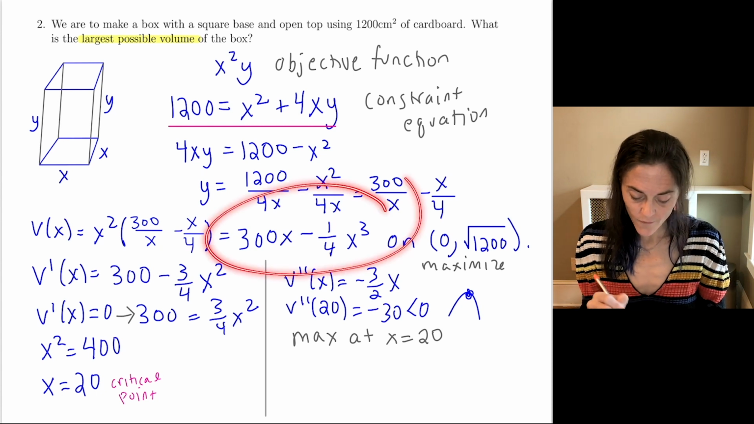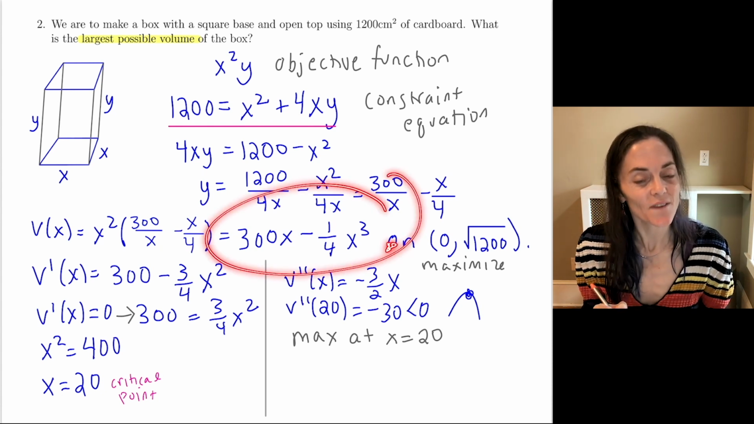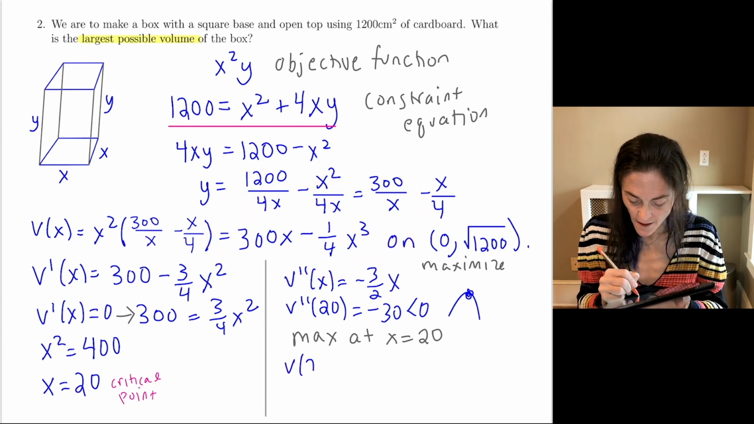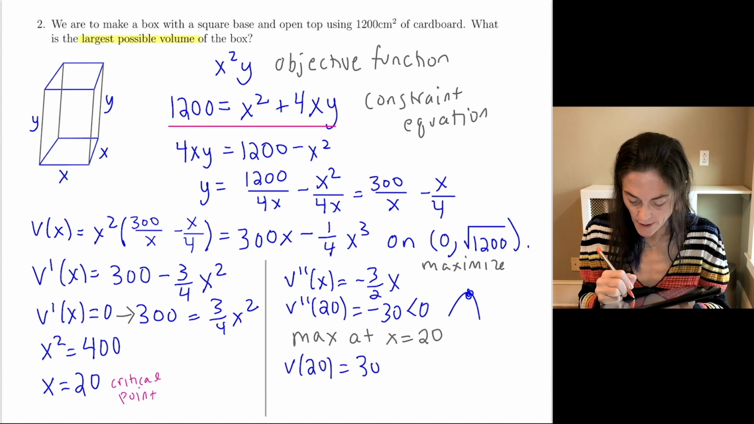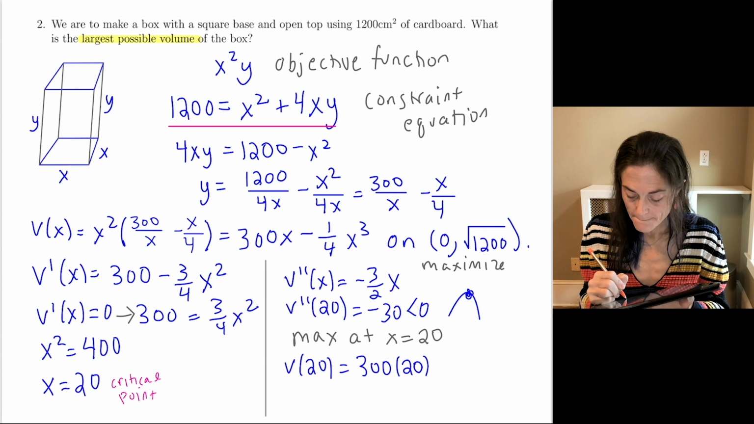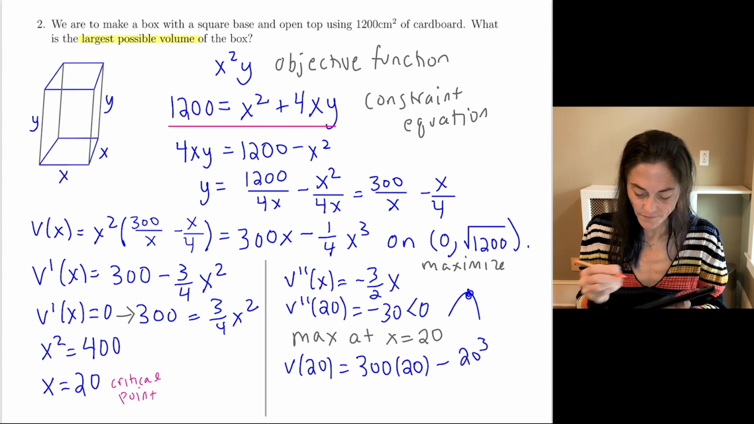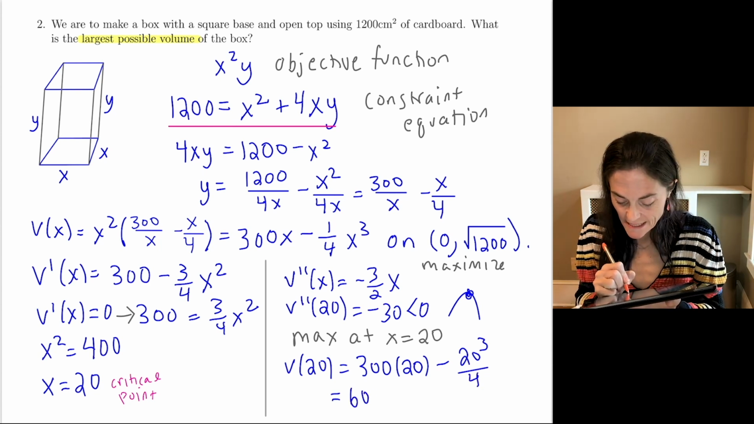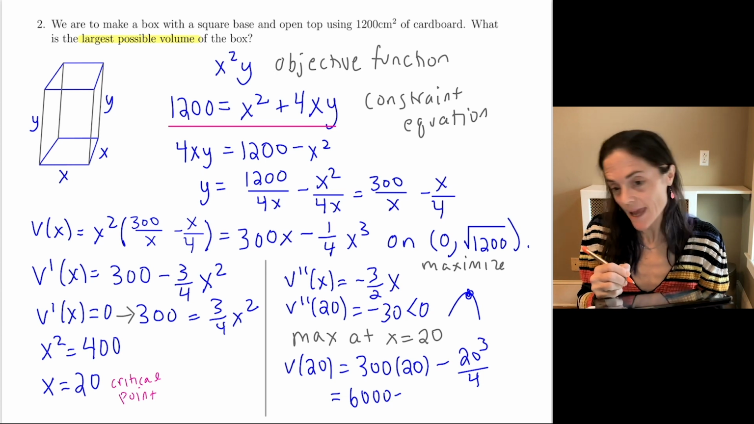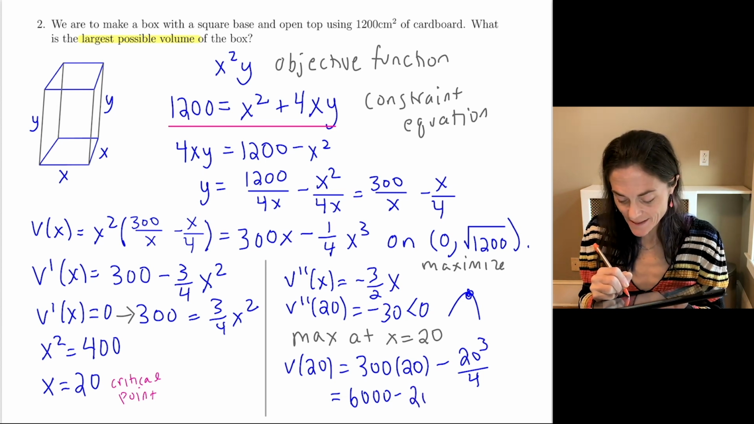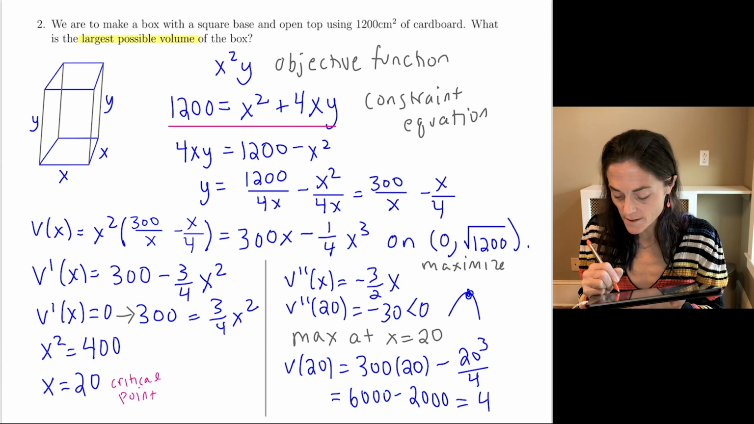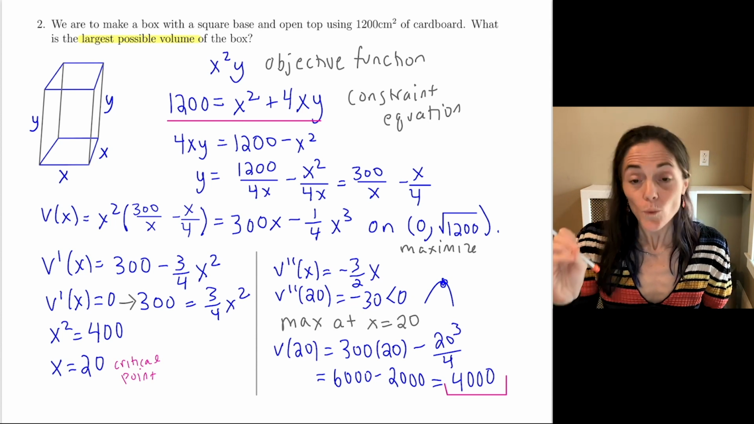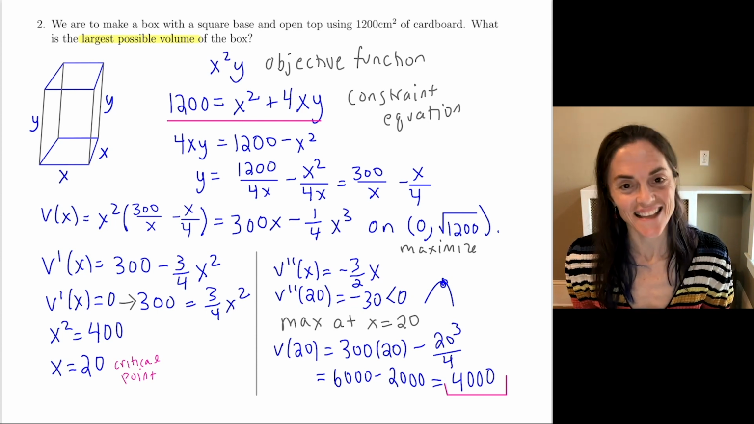And, well, here's my volume function. So I need to evaluate this function at 20. My final answer is V of 20, which is 300 times 20 minus 20 cubed, divided by 4. This is 6,000 minus, well, this is 8,000 over 4, so minus 2,000, which gives us 4,000. This is our final answer, 4,000. It would be centimeters cubed, but it's fine, just like this.